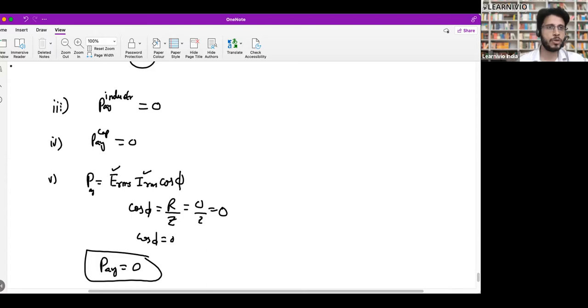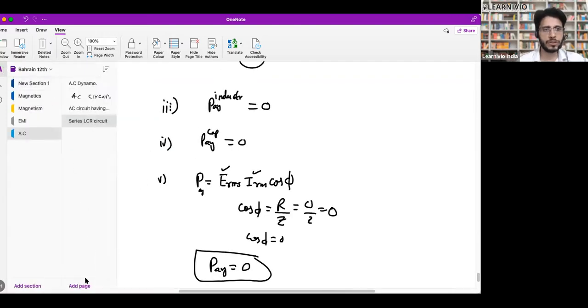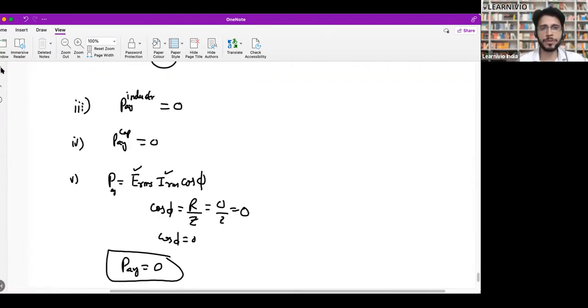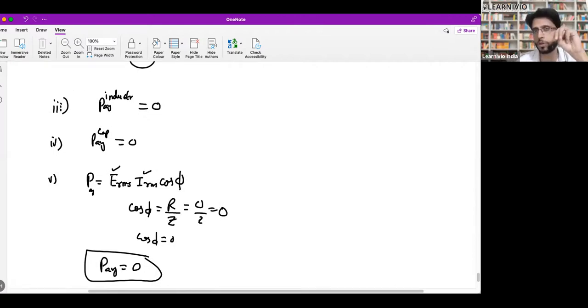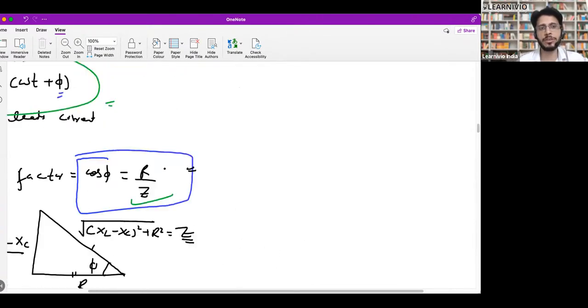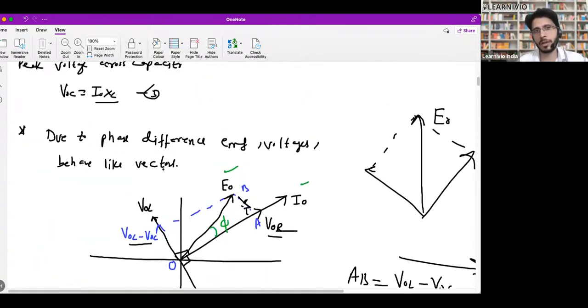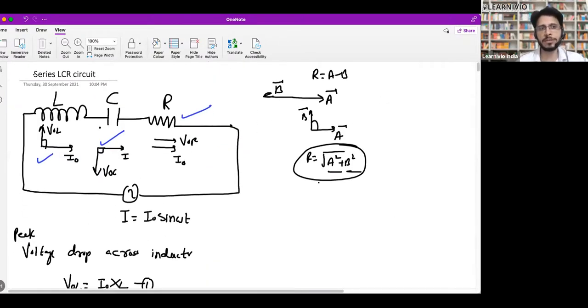Okay. So that was about series LCR circuit. Now see. From this series LCR circuit, you can make 3 more circuits. So there is one circuit which is known as RL circuit. RL circuit means remove this capacitor. When you remove this capacitor, you will get RL circuit.